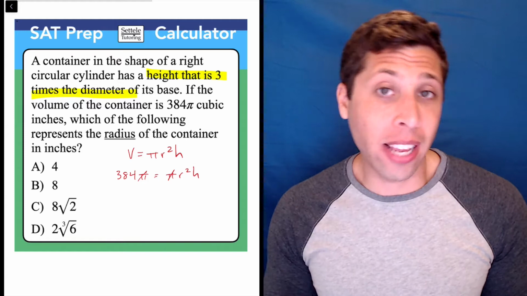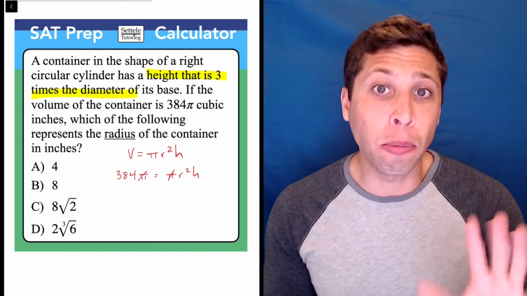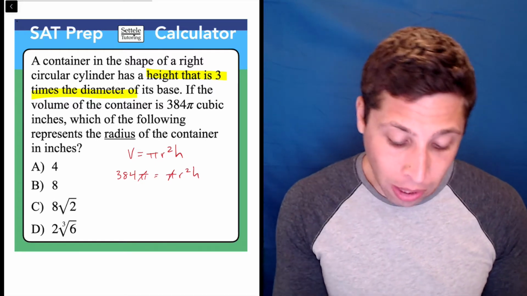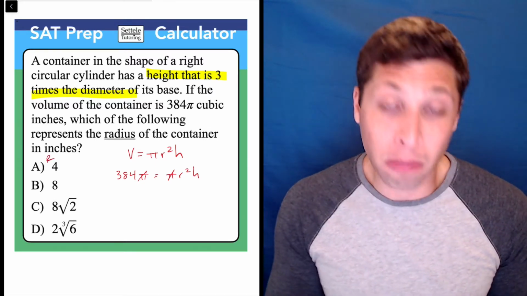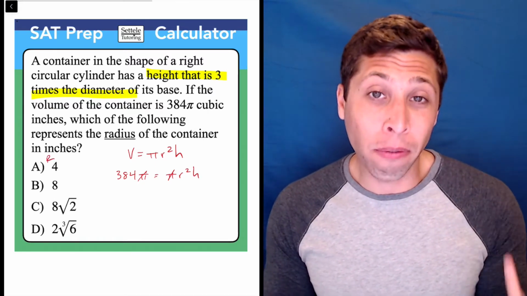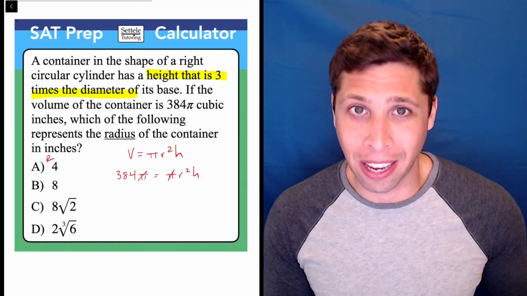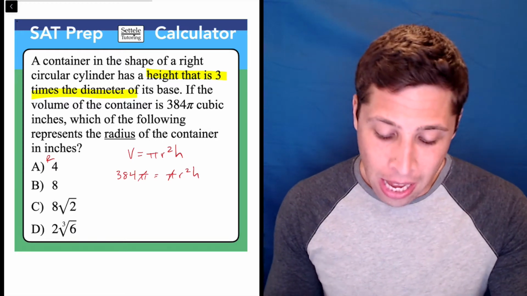My recommendation is actually to guess and check here. Just try to keep track of all this stuff by using one of the answer choices one at a time. So what I would start with is choice A, because it's small, and so the radius being 4, I can test that out. I genuinely would start with choice A here just because it's a smaller number, it's easier for my brain.